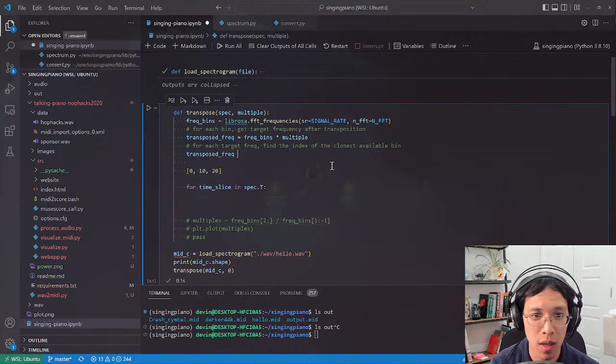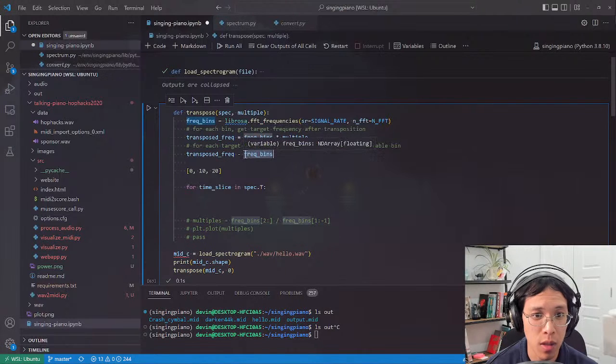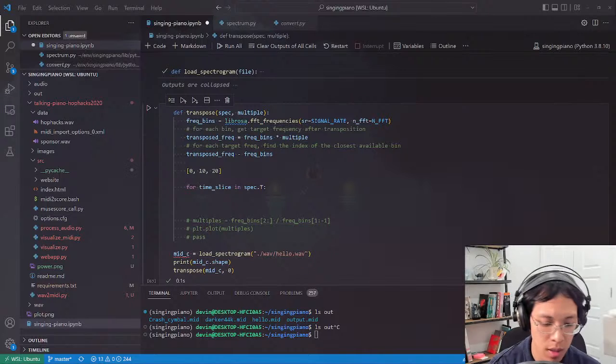If I just do transpose freq minus freq bins directly, because these are the same shape, NumPy will assume that I'm just trying to subtract them one element at a time. So it will pair off all the elements and do the subtraction, and let's say this is size 1024 or 2048, you'll end up with 2048 different differences. But that's not what I want. I actually want 2048 differences per number in here. So I'm going to need NumPy repeat, I think.